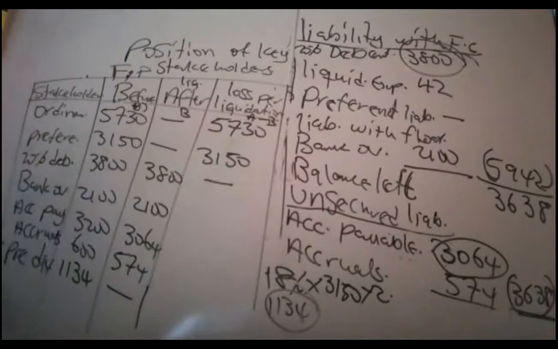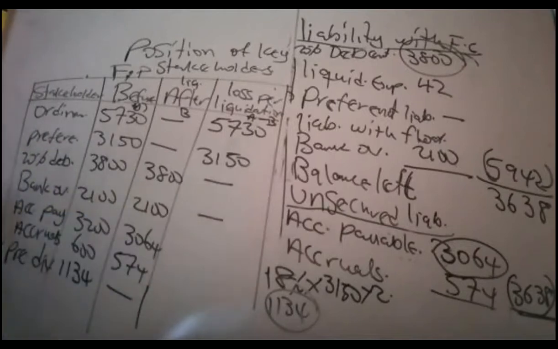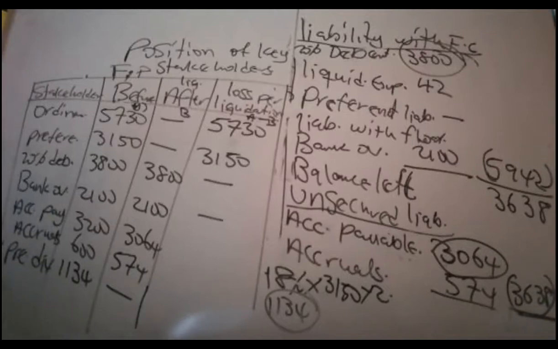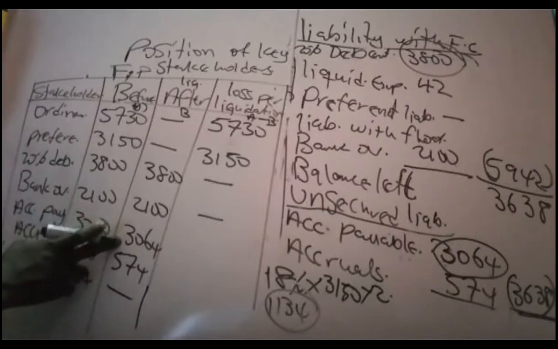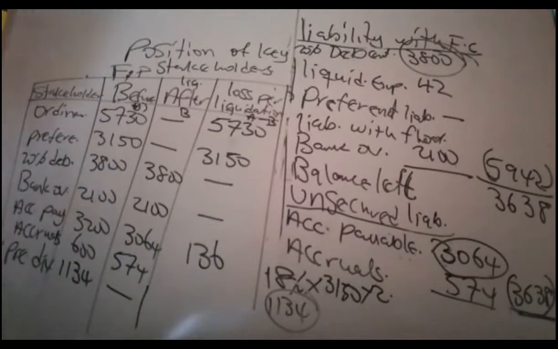20% debenture, they are not losing even 1 cedi, 1 peso of their debts. Bank overdrafts, they are not losing. Account payable, they are losing. How much are they losing? The value is 3,200, but you are giving them 3,064. So 3,200 minus 3,064 will give us 136. So the account payable, if you should liquidate right now, they will lose 136 of their investment.